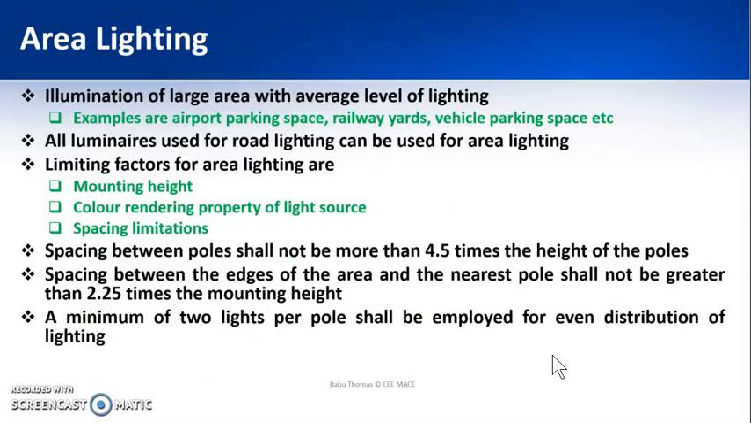Now we are moving on to area lighting. It is the illumination of a very large area. It can be a yard, a vehicle parking space, an airport parking space. The type of luminaires used in area lighting is almost the same as in road lighting. And there are certain limiting factors like the mounting height, color rendering property of the light source, and spacing limitations. You can just imagine a stadium, how it has to be lit. It's area lighting.